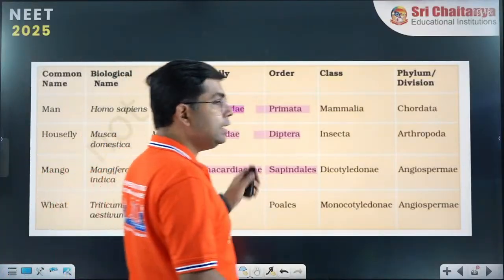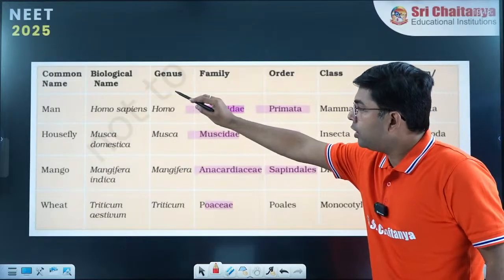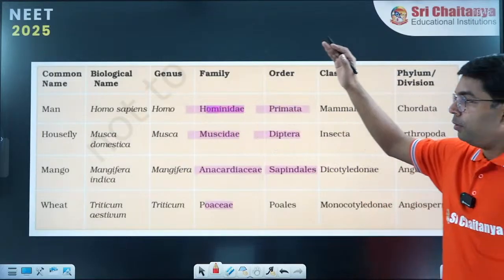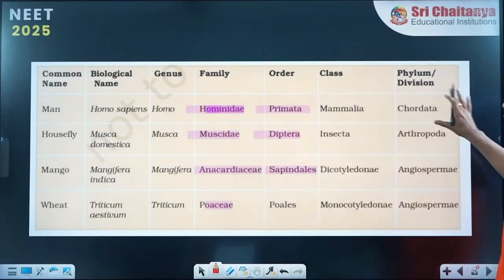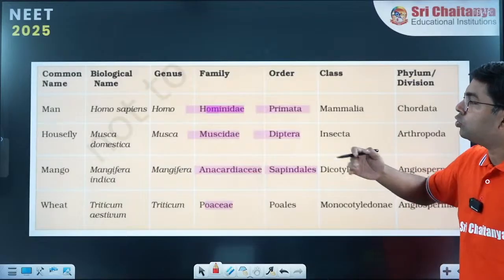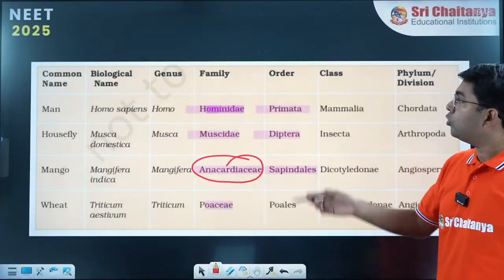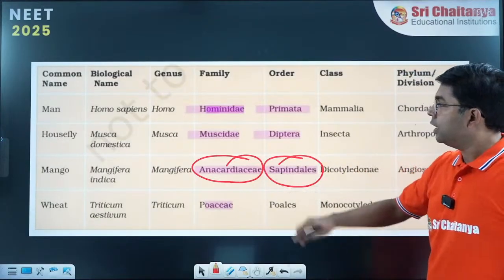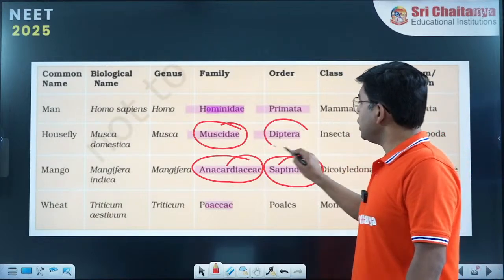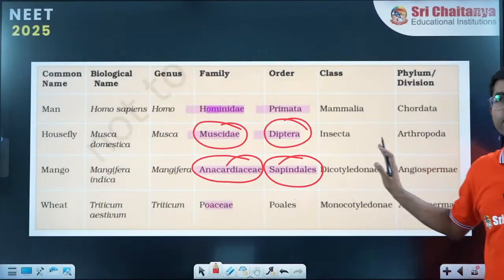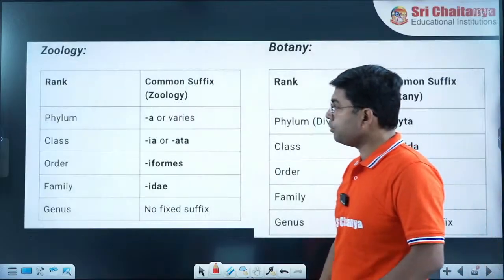And lastly, this is the table given in your NCERT, and it is showing all the 7 categories for man, housefly, mango and wheat. You have to remember this, as questions are asked. Mango belongs to which family? Mango belongs to the Anacardiaceae family. Mango belongs to which order? Sapindales. Housefly belongs to which family? Muscidae. And which order? Diptera. In this way they will ask you several questions. So this table is very, very important. You have to memorize this table.